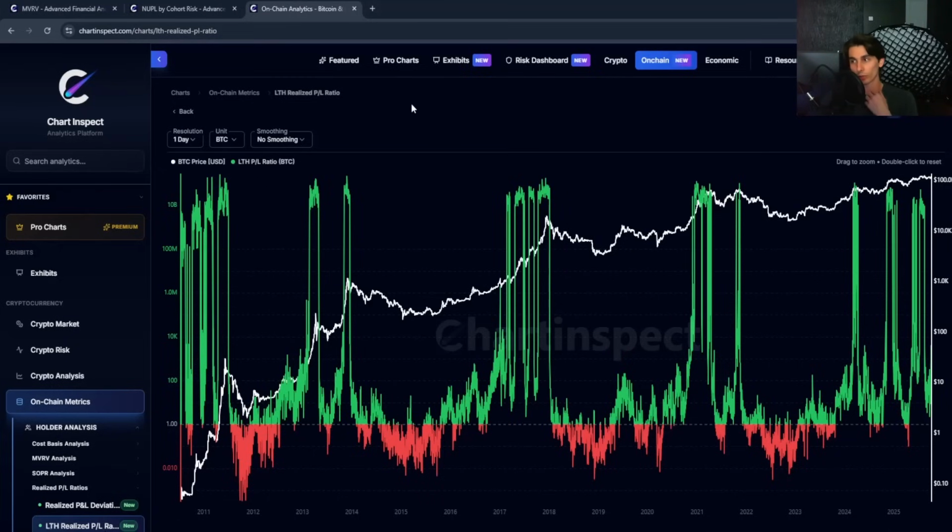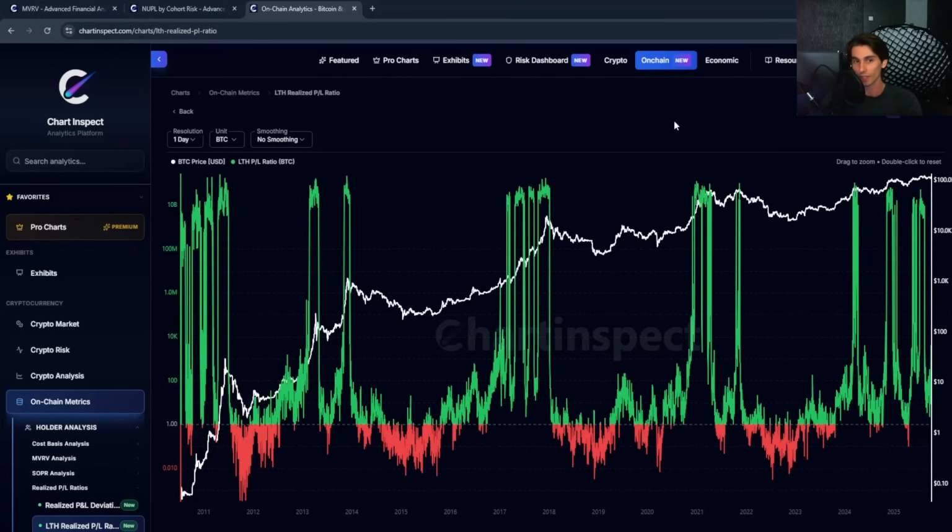The beautiful thing about on-chain data is that it shows us what's actually happening, not just speculation, not just hopium. It's actual data from the blockchain itself. It doesn't lie. It's not going to tell you that Bitcoin's going to 1 million because it's clearly not showing that, at least right now.